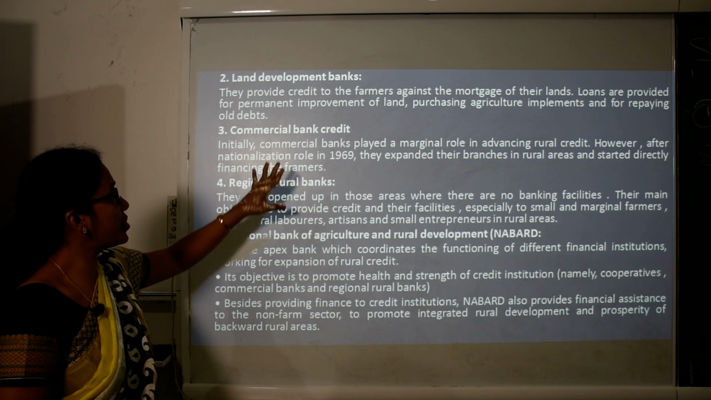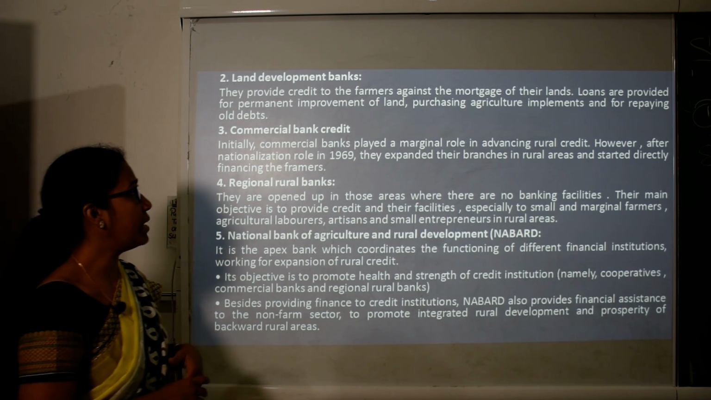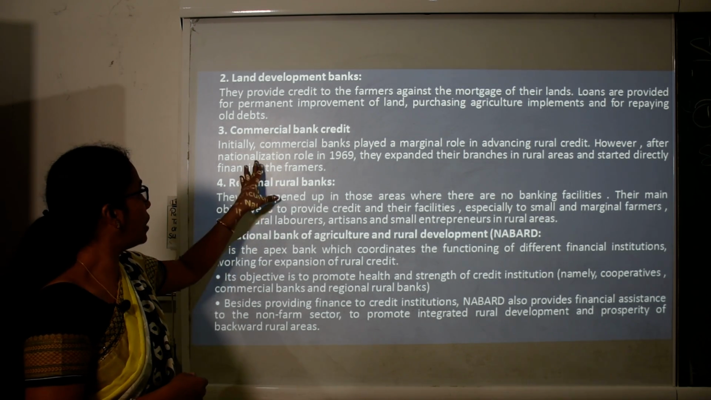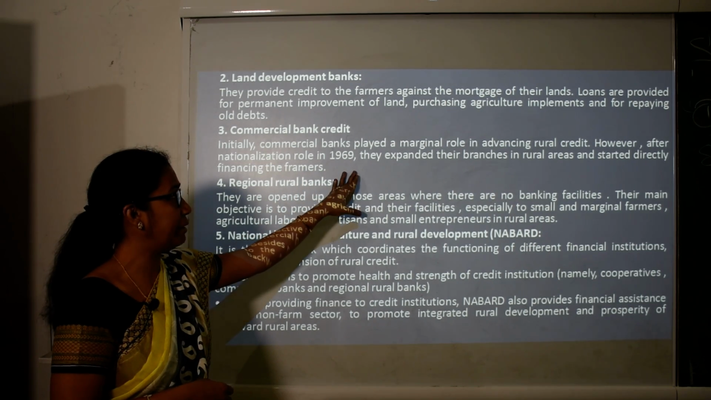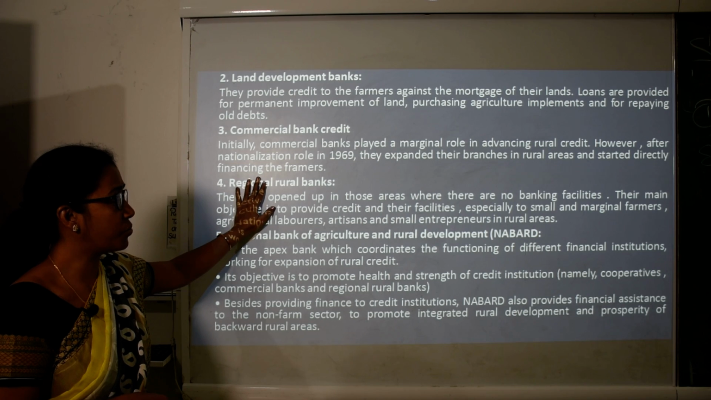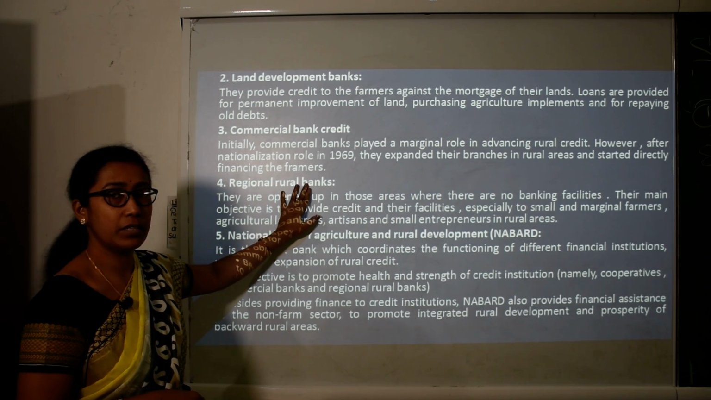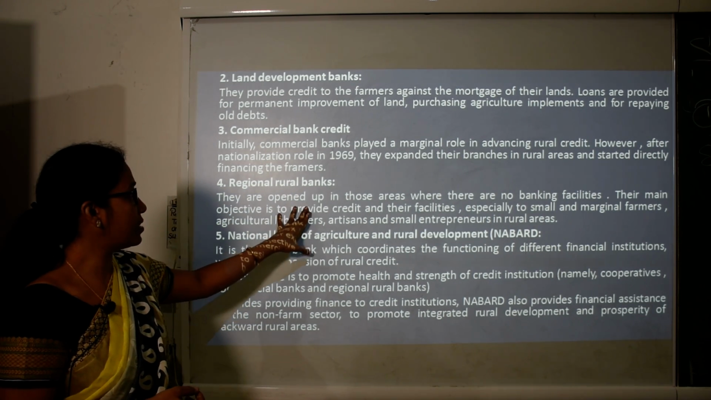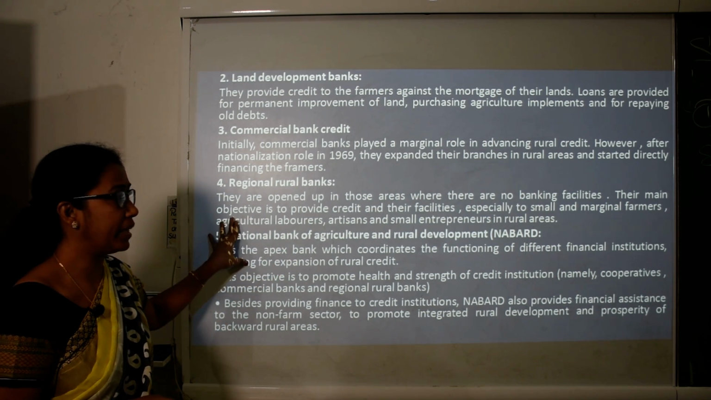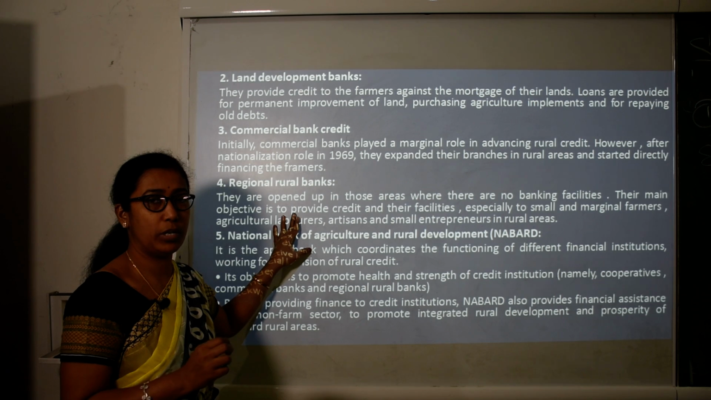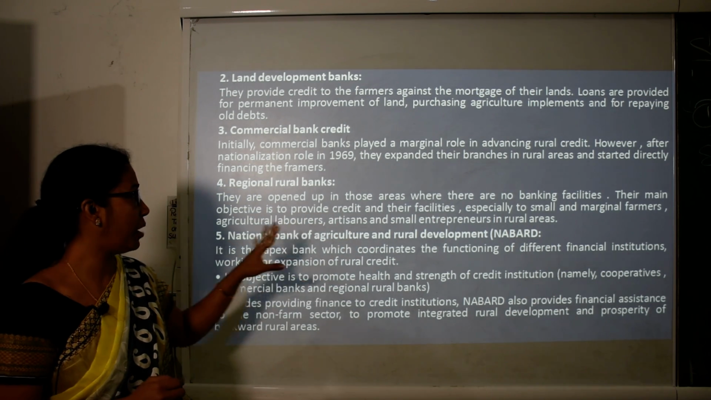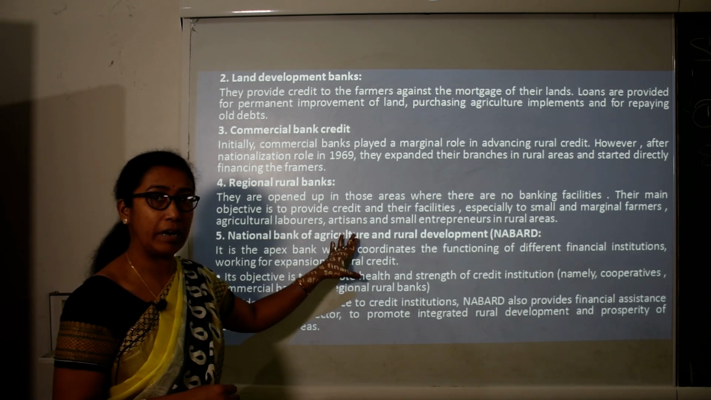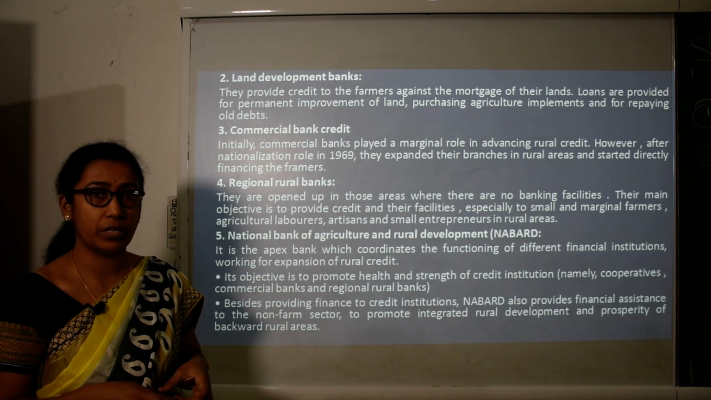And for repaying old debts. Third is commercial bank credit. Now there are commercial banks also who are playing a major role in advancing loans and other such credit facilities to rural people. After nationalization of these banks in 1969, they expanded their branches in rural areas and started directly financing the farmers. Then another source can be regional rural banks. These banks are opened in those areas where there are no banking facilities. The main objective behind opening regional rural banks is to provide credit facilities to the small and marginal farmers, agricultural laborers, artisans, and various small entrepreneurs available in rural areas.